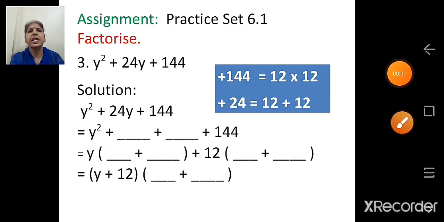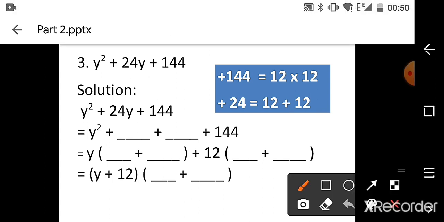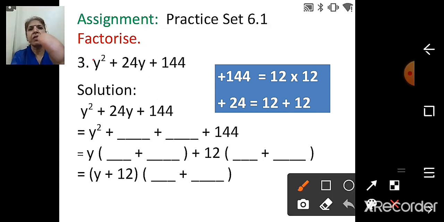Now this is the assignment from the practice set 6.1, third question. Factorize y square plus 24y plus 144. Our square term has the coefficient 1, which is understood. So 1 into 144 is 144. Whenever the coefficient is 1, we have to find the factors of the last term, that is 144, and its sign is plus.